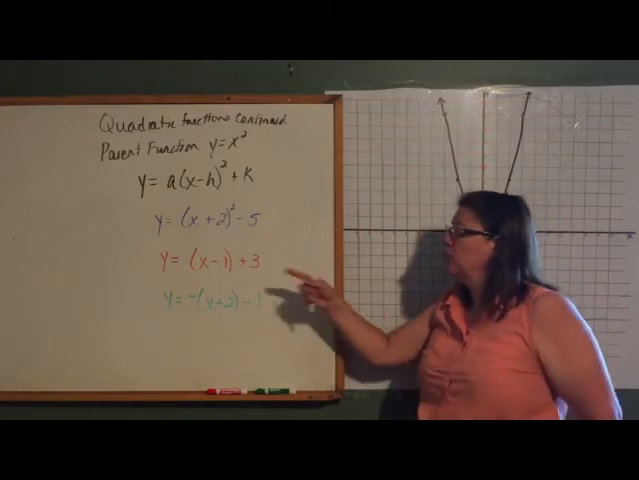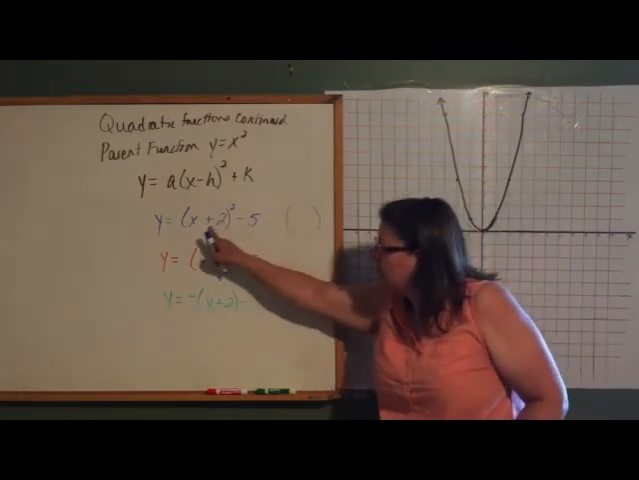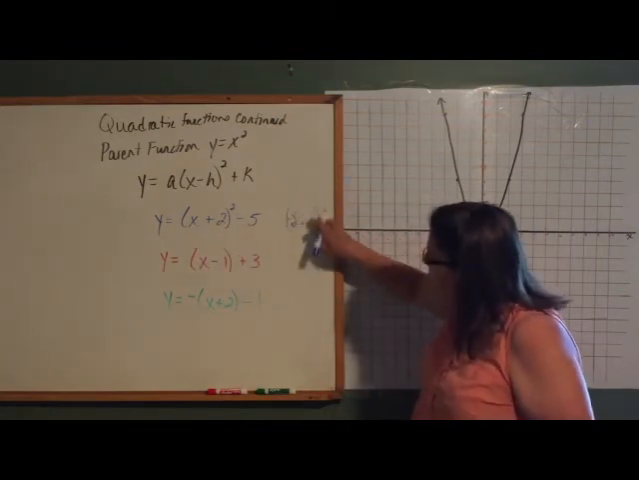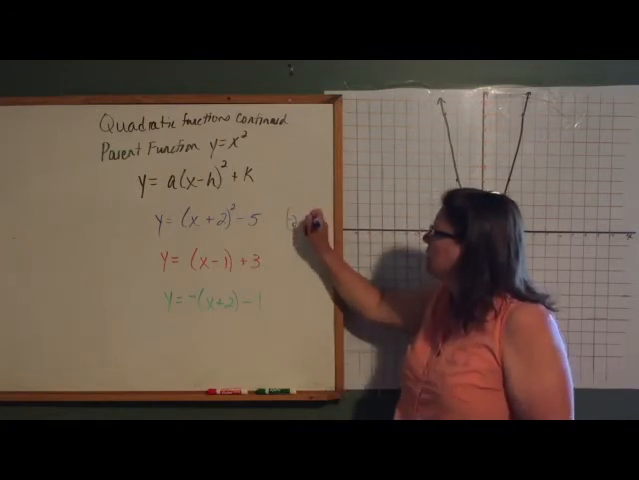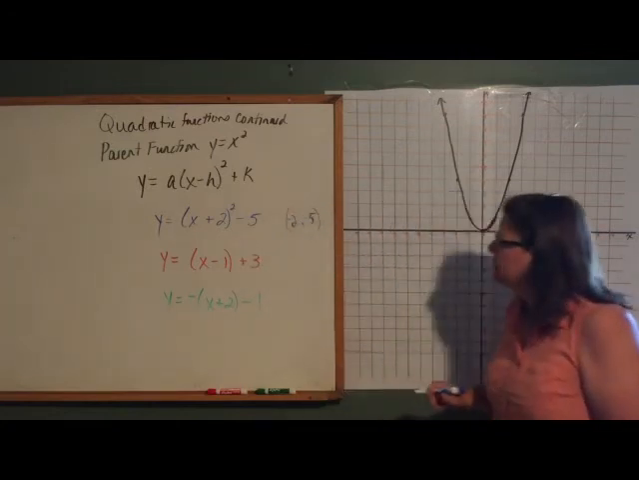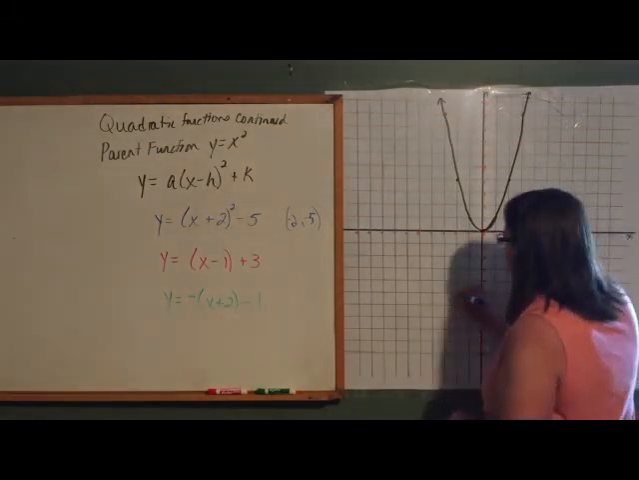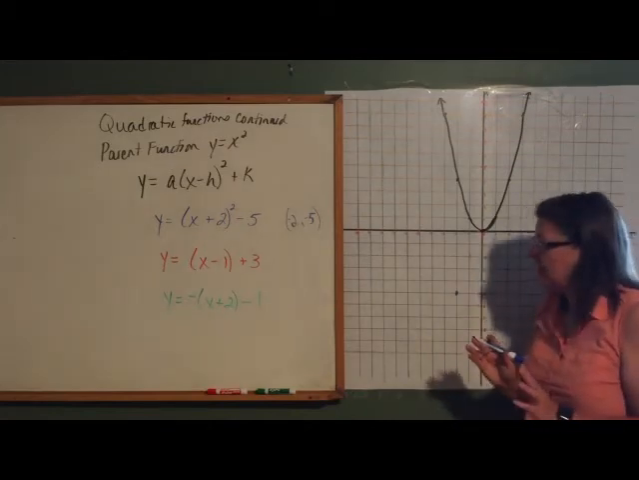Now, looking at the blue function, your vertex, the x value is opposite of what this is. So that would be a -2. The y value is the same as what this is, -5. So my vertex is going to be -2, -5. And I'm just going to show you how to graph this without doing an XY chart. I think it's a lot easier and it's a lot faster.